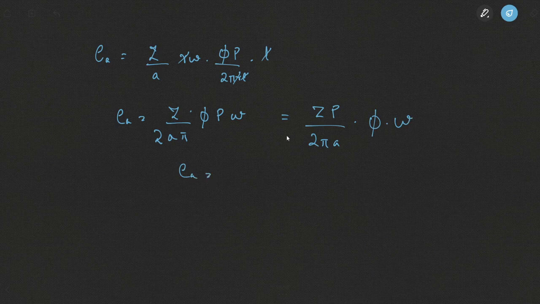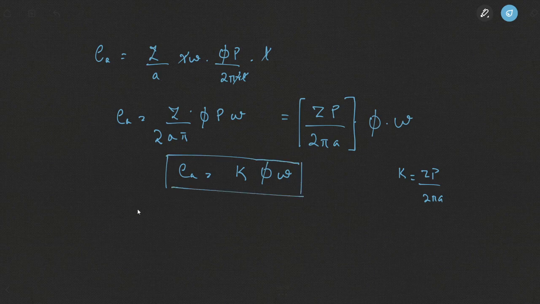We can note from this that Z, P and A will be constant for any particular machine. Once you have a DC machine given to you, these are constant, but phi and omega can change depending upon other parameters in the system. So we can take ZP divided by 2 pi A equal to K, where K is ZP divided by 2 pi A. This is our induced EMF equation: EA is equal to K phi omega in a DC generator. For a particular machine K will be constant, and there are very few machines where you can modify the conductors or the poles of the machine.